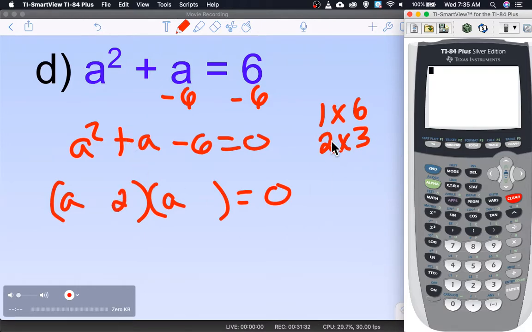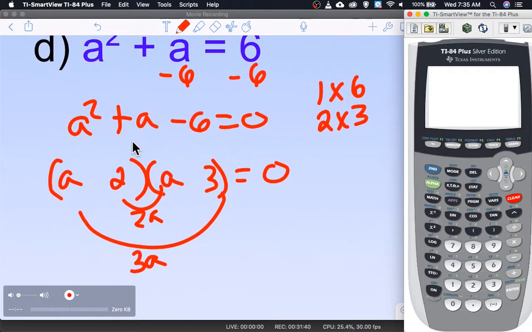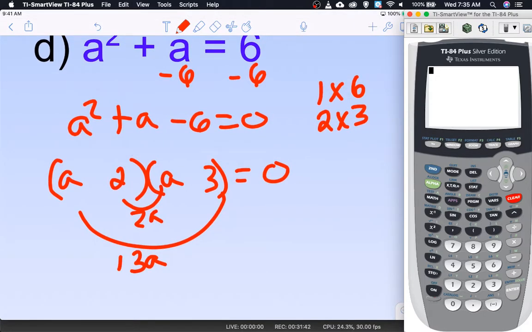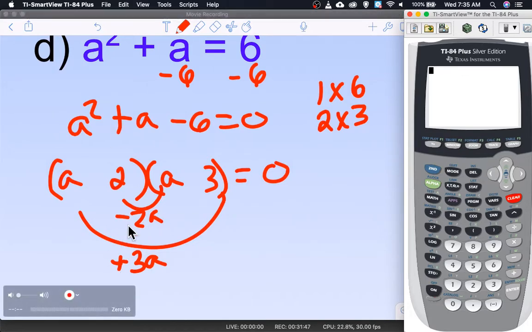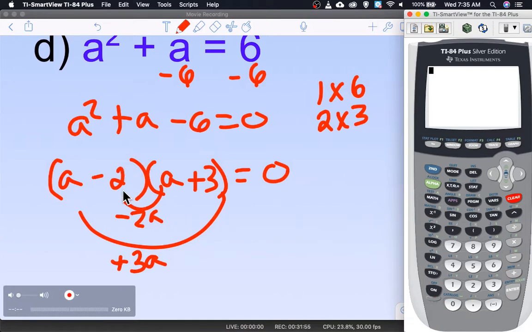So I'm going to use a 2 and a 3. 2a, 3a, and to get a positive 1, I would need to have my 3 as a positive and my 2 as a negative. This combination would give us a positive 1 when I add them together. So plus and minus, and we check everything. The a's give me a squared. I know my middle term will work out. I just checked it. My lasts: negative 2 times positive 3 is a negative 6. All right, so that's good.